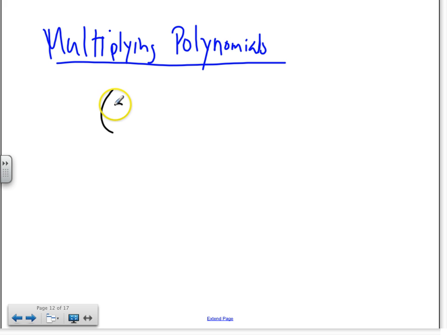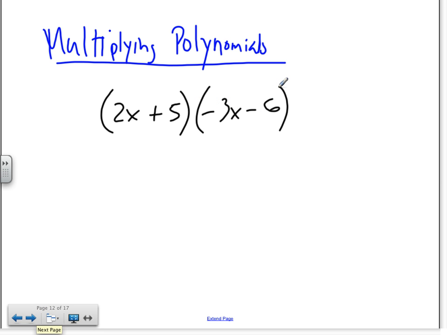Imagine I have this problem: 2x plus 5, times, maybe something different, negative 3x minus 6. So I have a binomial times a binomial, right? You would say, yeah, I can certainly use FOIL for that one. That means I'm going to do first, outer, inner, last, that whole technique. It's like you're distributing, but you're doing it twice: first for the first term, and then the second. It's not wrong. That's the FOIL method. You have to distribute about 4 times. Another method is called the box method.